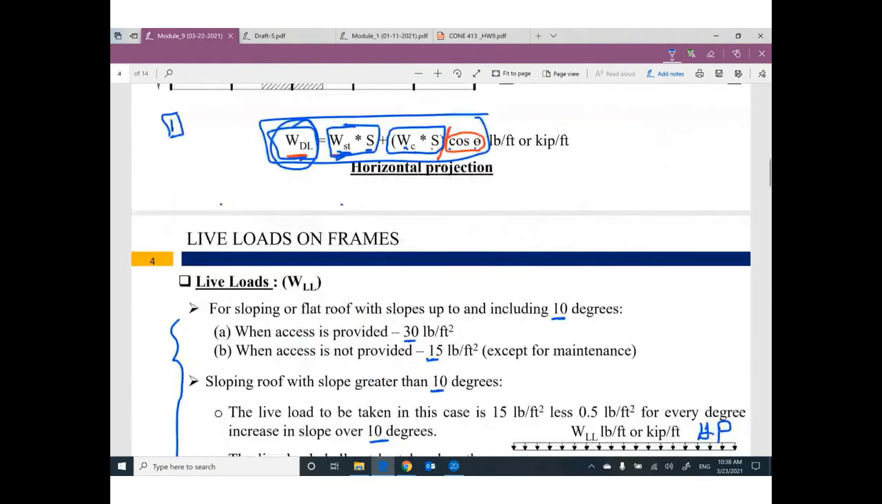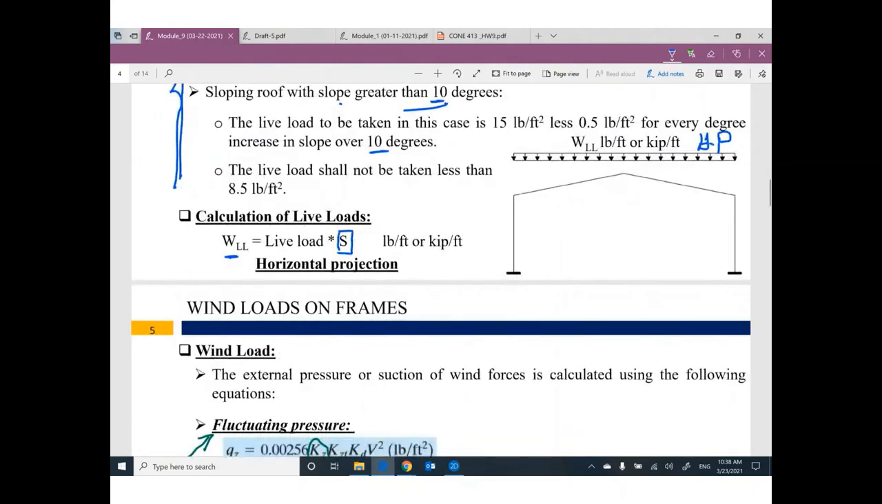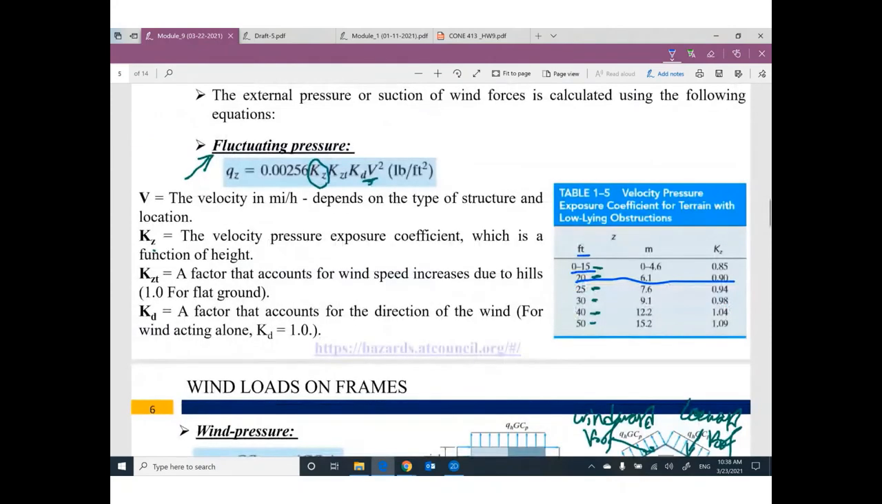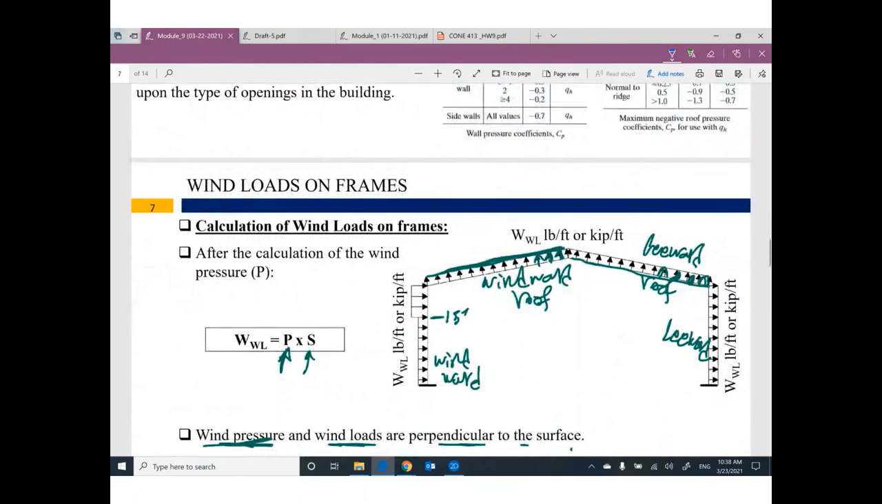It's very easy. For live load, you have to figure out first, what is the slope? Is it flat? What is the angle of slope? Is it greater than 10? So you need to define what is the value of live load. Once you get the value of live load, go ahead and multiply this live load by S. You can get W live load as horizontal projection. For wind load, the same, fluctuating pressure, wind pressure, and then the wind pressure will be multiplied by S to get all of these values.